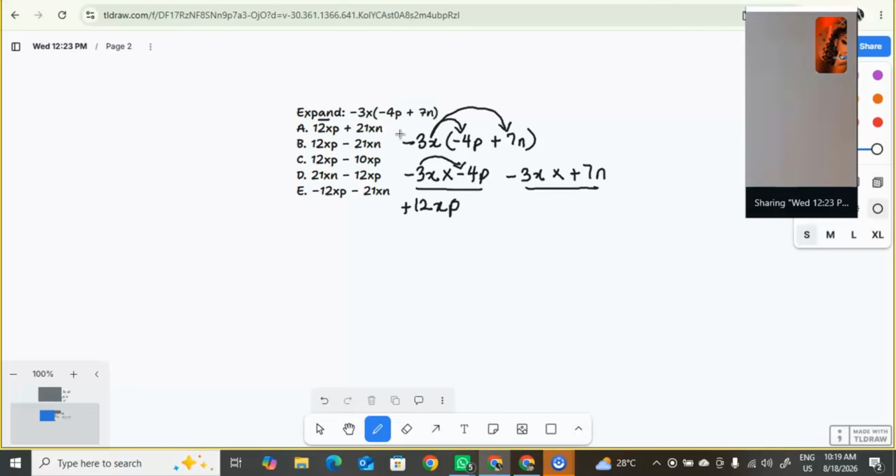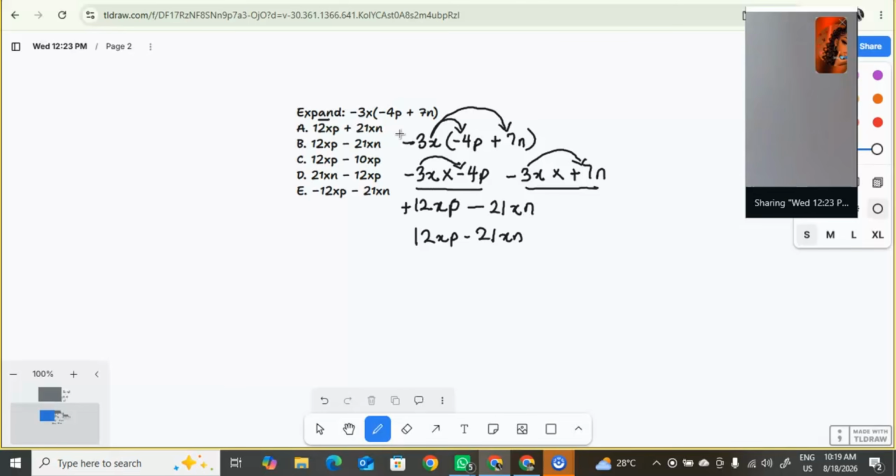Then here as well, minus will multiply plus to give us minus. 3 will multiply 7 to give us 21. And then x will multiply n to give us xn. So our final answer here is plus, we can write plus or we can leave it like that. So we have 12xp minus 21xn.